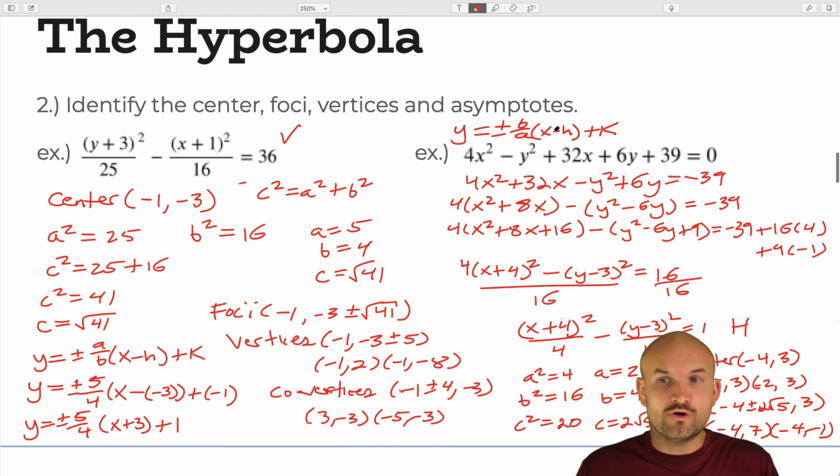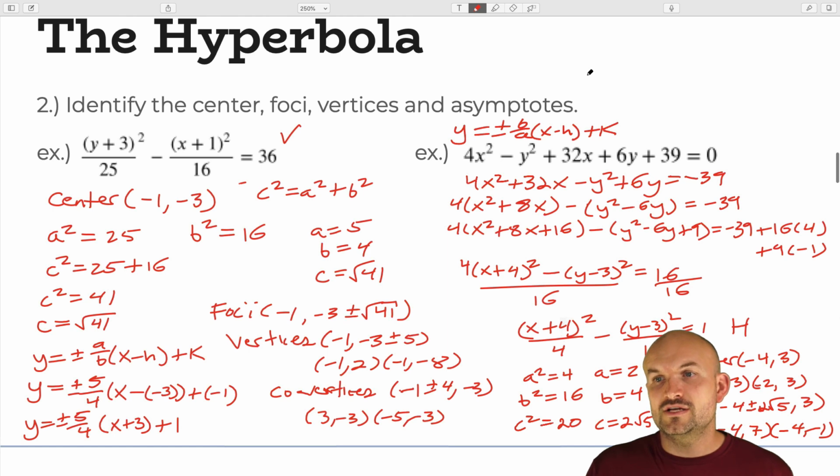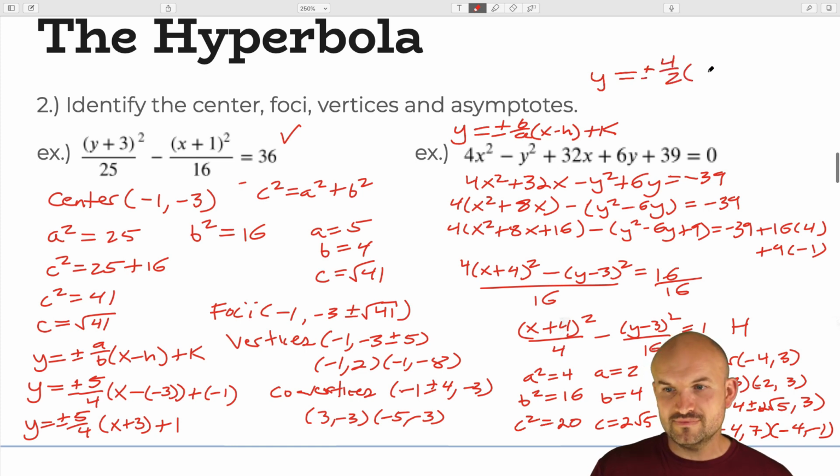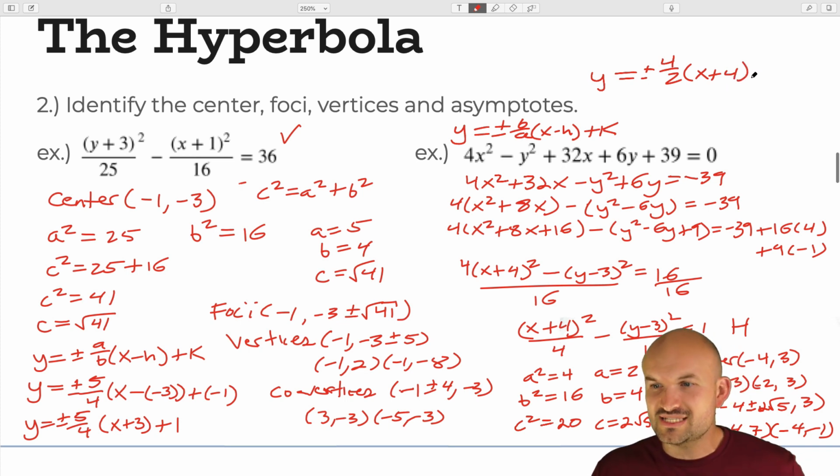In this one, though, we have a horizontal transverse axis. So notice that I'm using a different equation. In this case, we'll just have y equals plus or minus b over a, so that's going to be 4 over 2, times x plus 4. And then that's going to be plus k. K in this case is 3, so that'd be a plus 3.